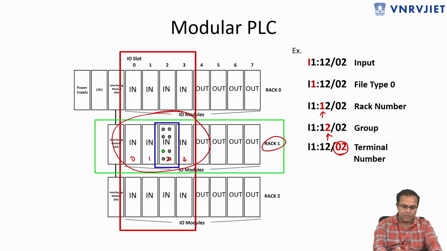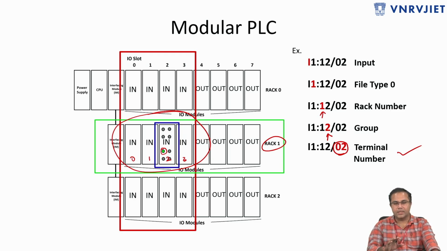So here I have taken these dots. So 0, 1 and 2. So here is a terminal. Here we go. This is our terminal and its address. So this is how Allen Bradley PLCs follow an addressing system. Okay, the same is the case with the output modules. So this is an example which is showing a digital input.